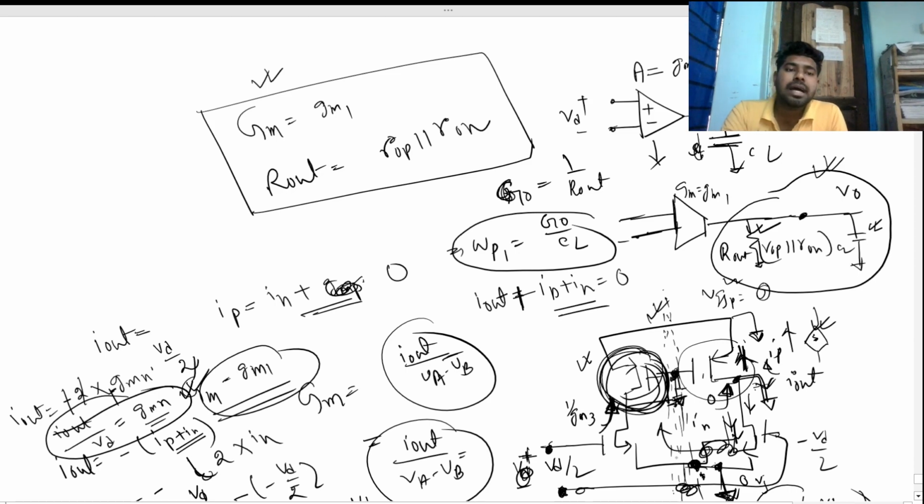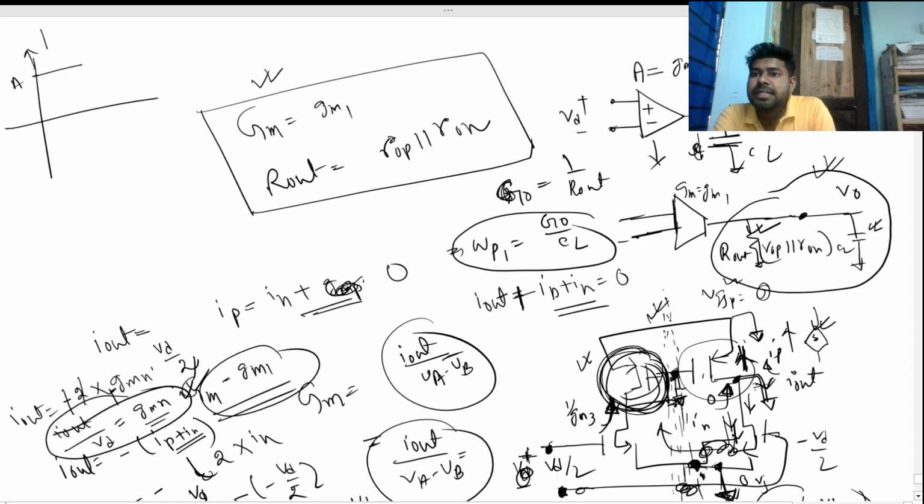Now we have to do another thing. Let me draw the Bode plot first. Our Bode plot will look like this. This is our DC gain, this is our A, and this is, let's say, mod of AV.